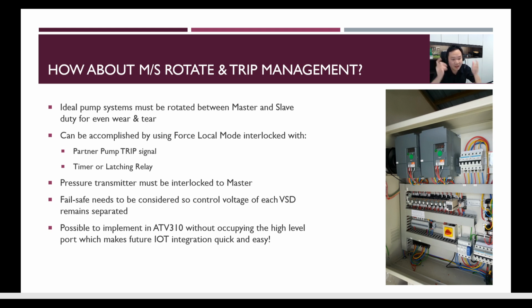Okay, never mind. Right. So the pressure transmitter must be interlocked to master. Okay. So if you are using a 4 to 20 milliamp type of pressure transmitter, you can't really just loop it around master and slave. It doesn't work like that.